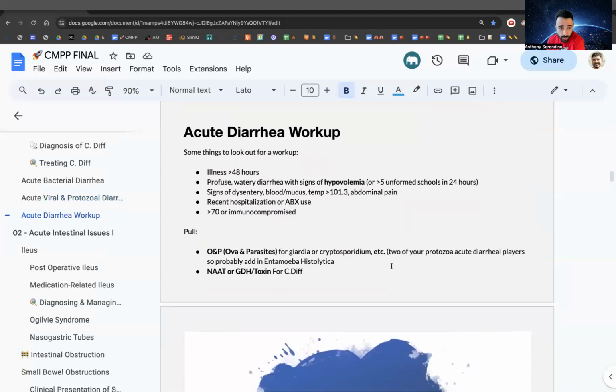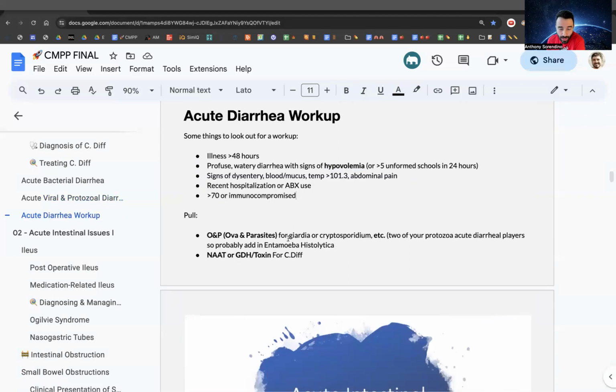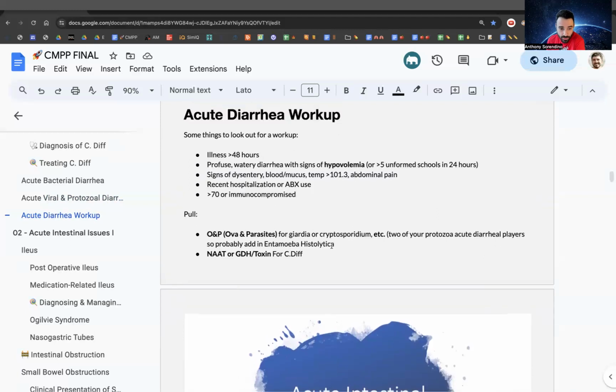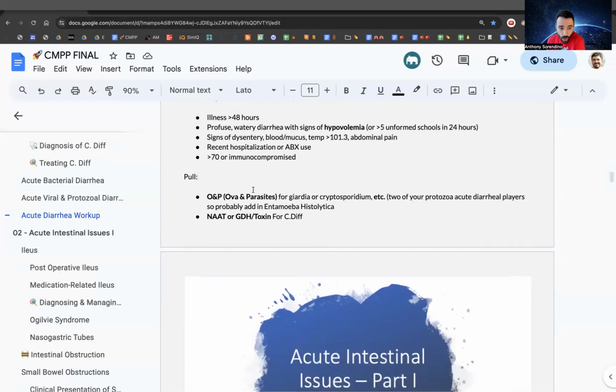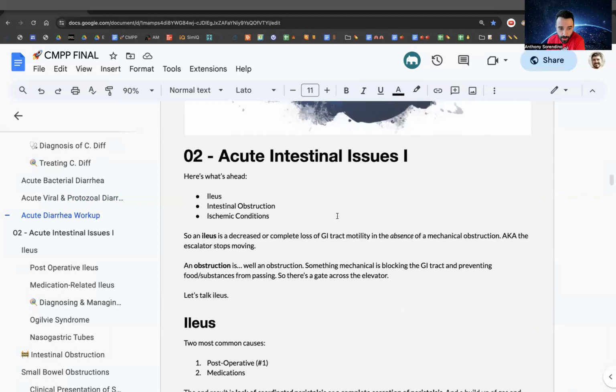Okay, a workup for acute diarrhea. You look for signs of hypovolemia, obviously like dehydration, things like that. Look for that blood and mucus and fever for dysentery. Recent hospitalization or antibiotic use is going to clue you into some things. And if they're older or immunocompromised, you might want to start some of those antibiotics we talked about. So again, you want to pull the O&P, which is the ova and parasites. It's going to look for your Giardia and your Cryptosporidium. And then you want to do your nucleic acid test or your GDH toxin for C. diff. Okay, first PowerPoint done.